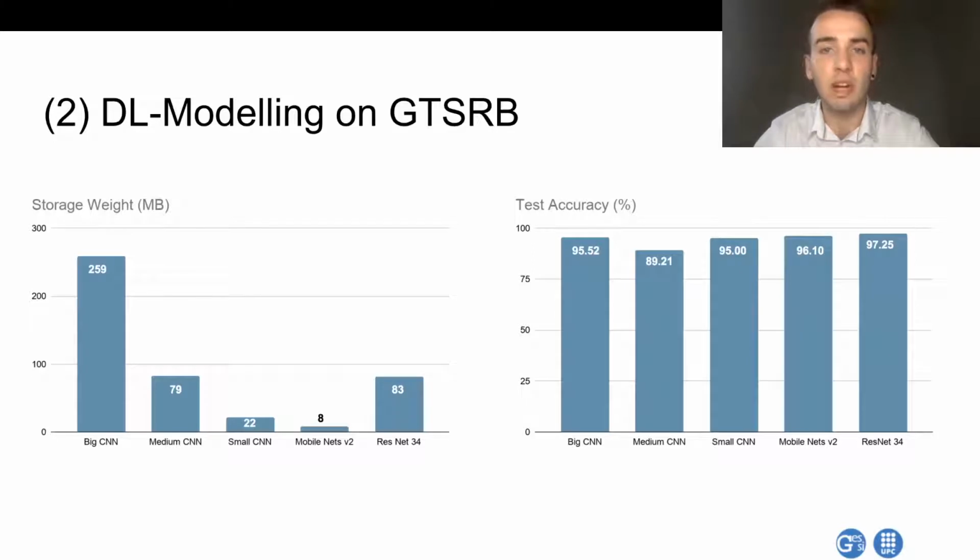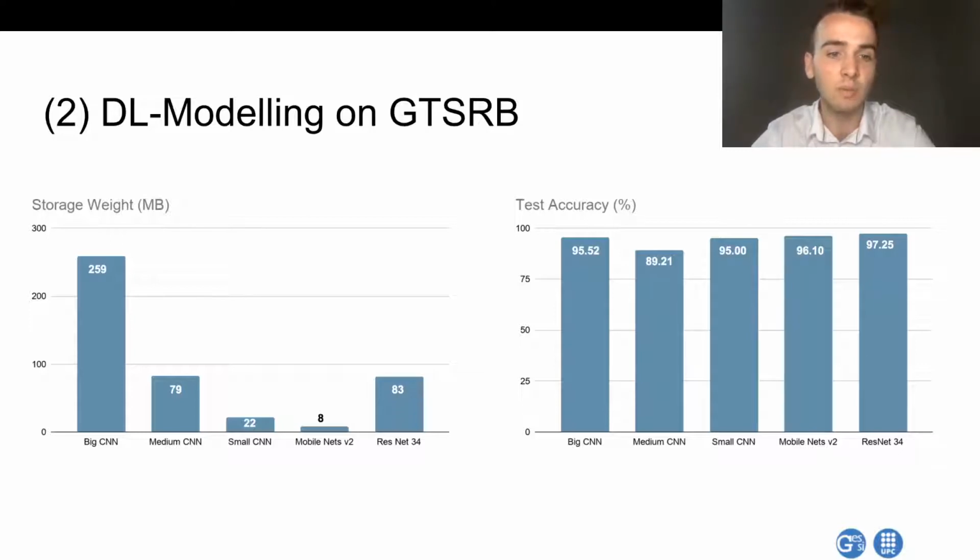So now we summarize the performance of the models in the modeling phase. On the left, we see their storage weight as a representative of the complexity. Here, the storage weight is also directly proportional to the number of parameters that these models have. And on the right, we see the accuracy that they achieve on the test split of the German traffic sign dataset.